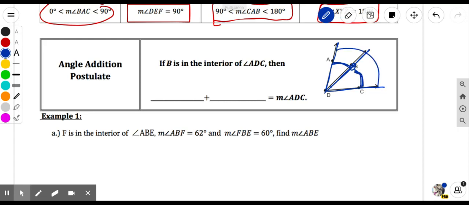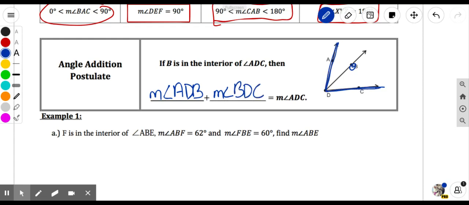So what this says is that ADB, this angle, plus BDC, this angle, would equal the whole thing. So like if I said this one's 20 and this one's 30, we would say the whole thing is 50. That is not an accurate measure. I just made those up off the top of my head. So to fill this in, the measure, that's what this little m means, of angle ADB plus the measure of angle BDC equals the measure of ADC, the whole thing. So small plus small equals big. So that's the angle addition postulate.